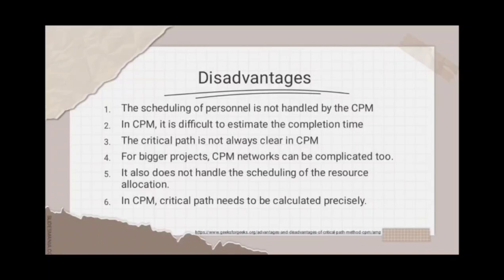The sixth one, in CPM, critical path needs to be calculated precisely. Critical path really needs to be calculated precisely because this is needed in making your project successful, so that you can also avoid malfunctions while finishing the project.